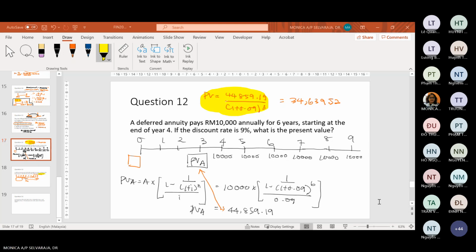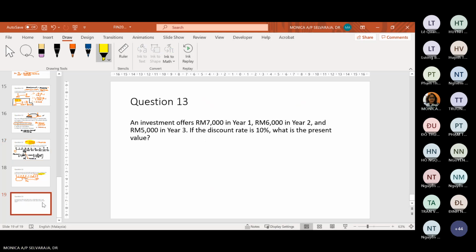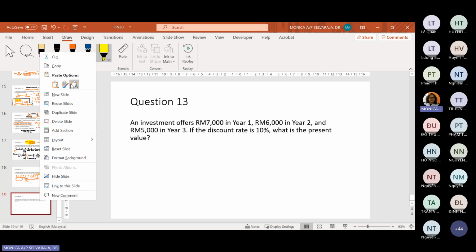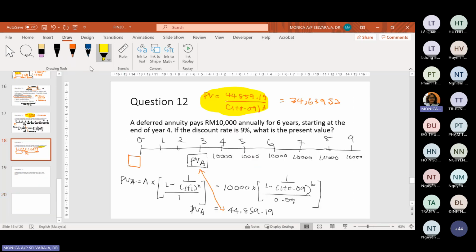Okay. This is the formula. PV is future value. Okay. So I'll write for you all of it here. Then I'll copy paste there.